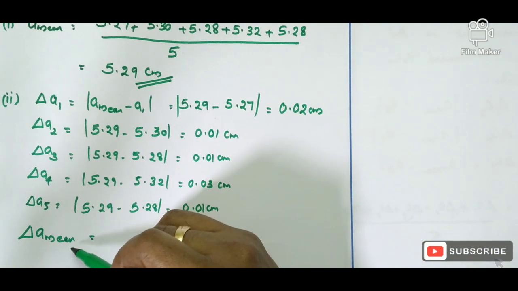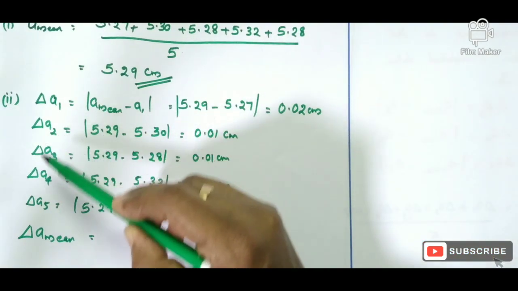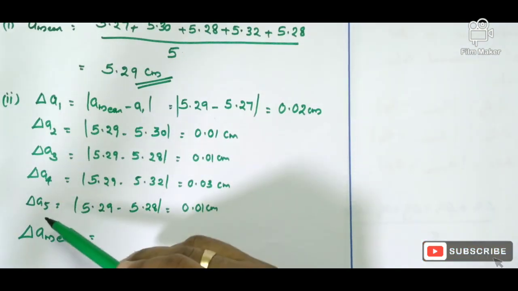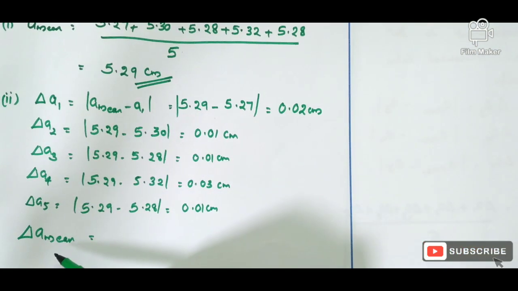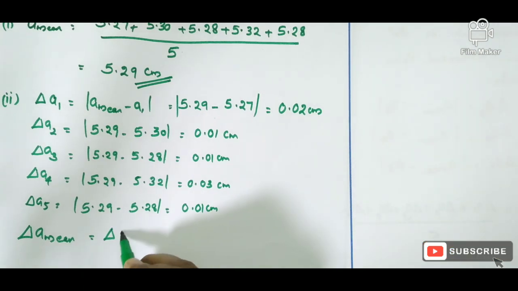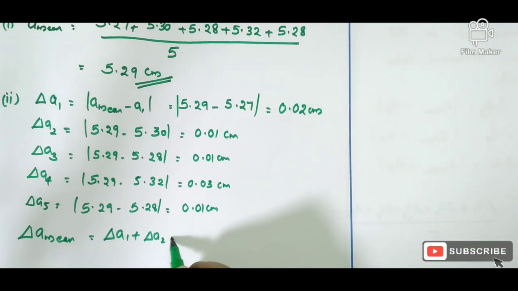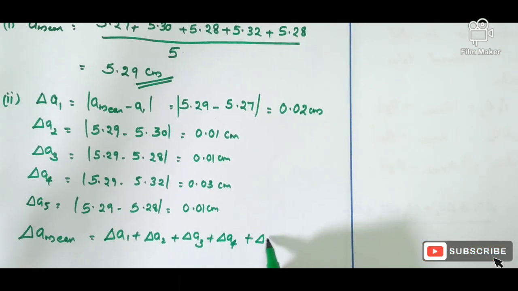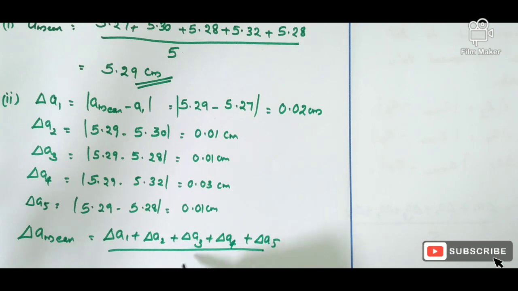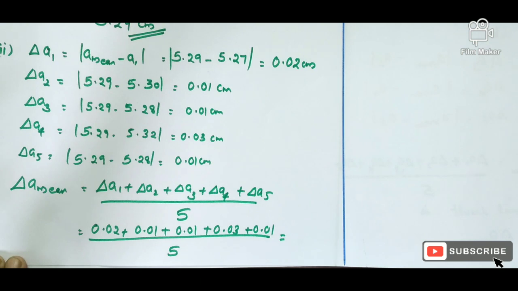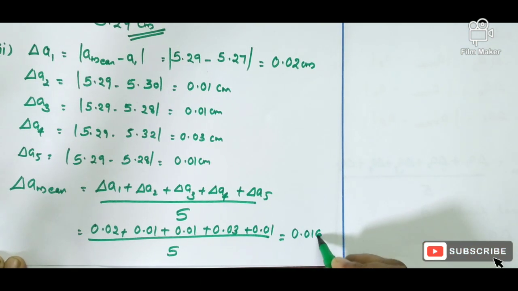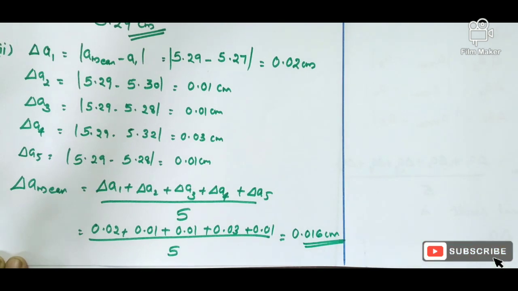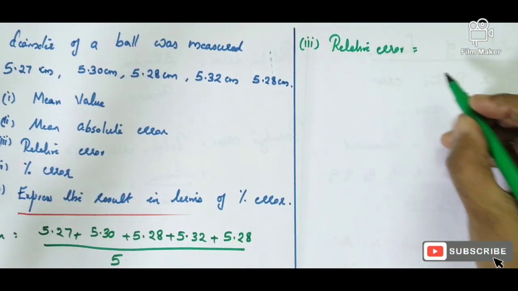We know mean absolute error is delta A1 plus delta A2 plus delta A3 plus delta A4 plus delta A5 divided by 5. Substituting the values and simplifying, you will get 0.016 centimeter. So now we can find relative error.